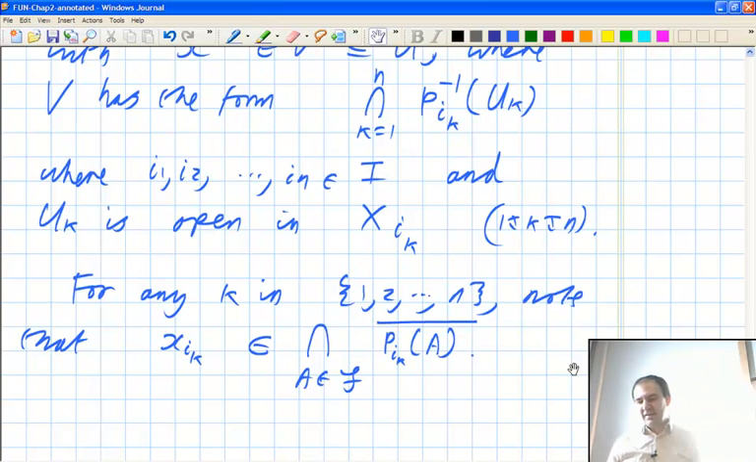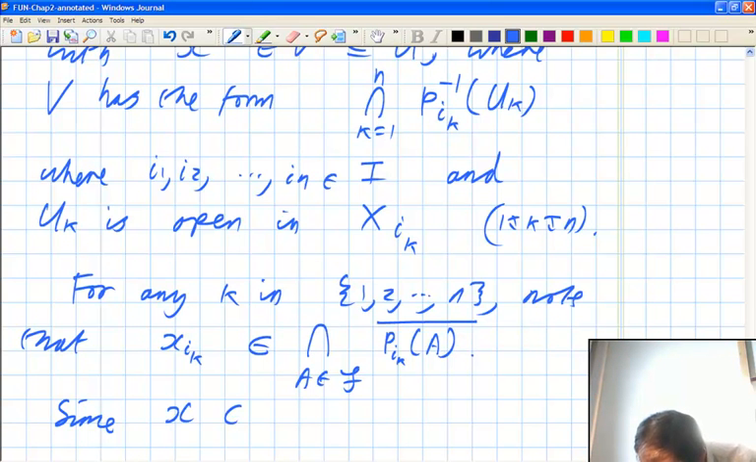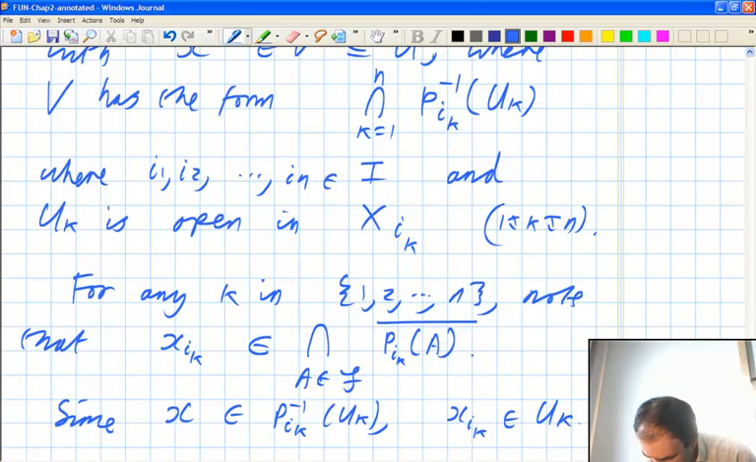Notice that since X is in the pre-images under PIK minus 1 of UK, that tells you that PIK of X is in UK. So since X is in PIK to the minus 1 of UK, we have XIK must be in UK. That's what it tells you. Your IK coordinate must be in the relevant set.